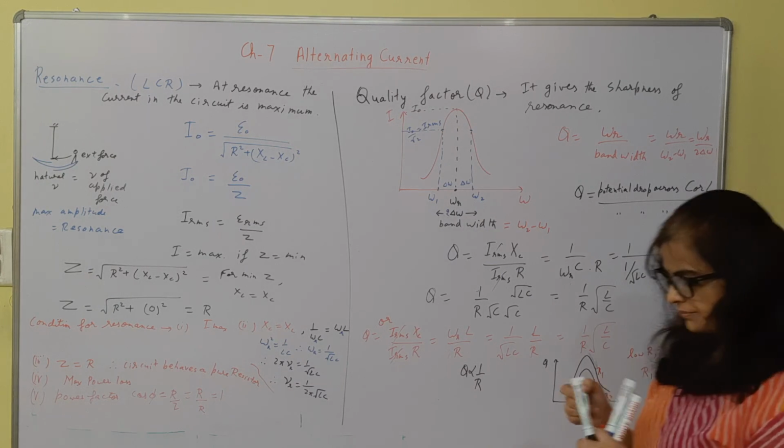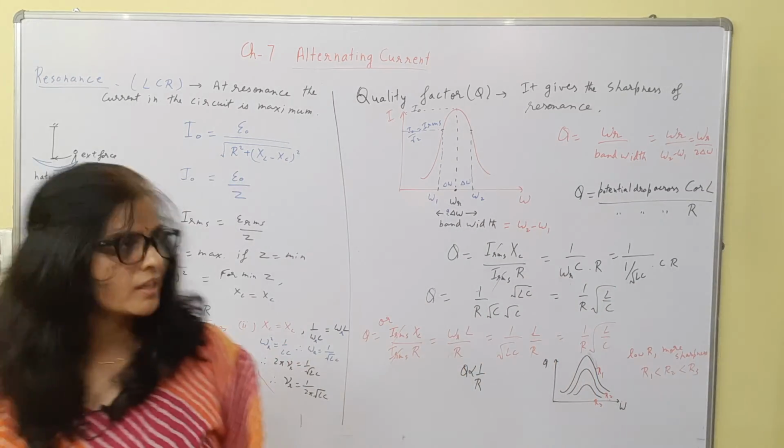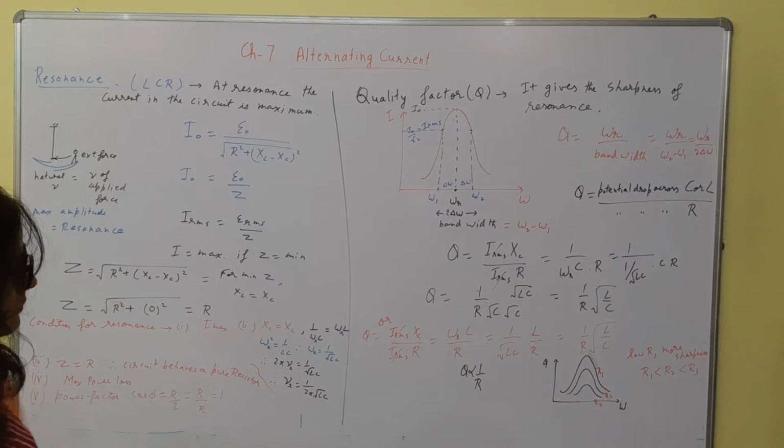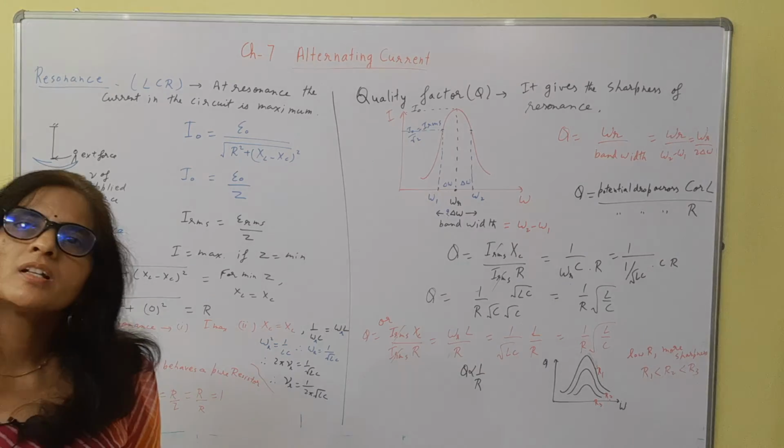So this was all about the quality factor, resonance, and the variation of quality factor with resistance. And the conditions of resonance are very important from the numericals point of view.